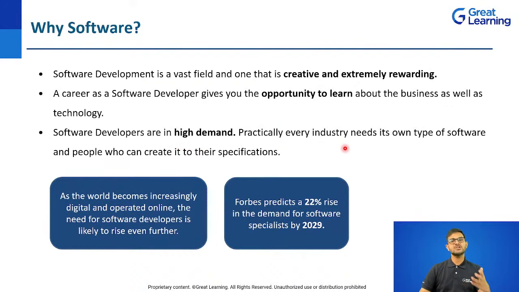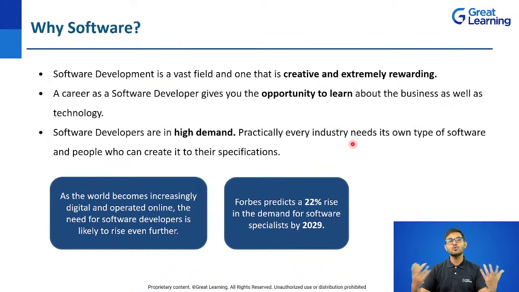Practically every industry needs its own type of software and people who can create it to their specifications. Right? All the industries that you talk about, for example, when we are talking about Uber, right? They use the data analytics and everything, but eventually their business is running on their app, right? And that app is nothing but eventually a software developer's job. There's a lot of roles that a software will be doing. What are the different features that you are able to see on the Uber app? Maybe a mobile developer has done that, an application developer has done that.